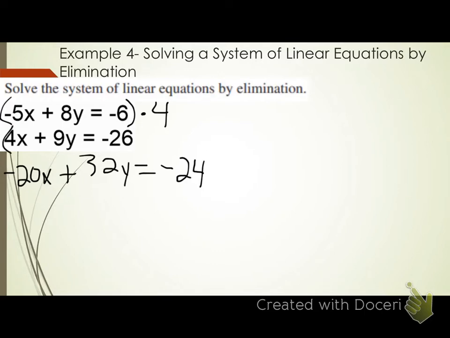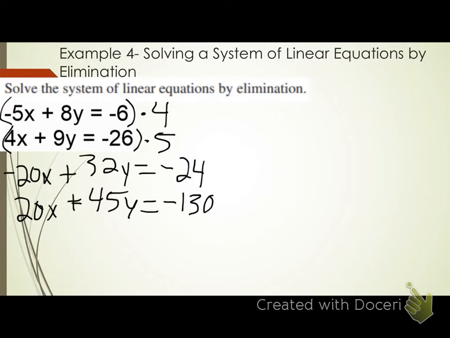What are we multiplying the bottom by again? 5. 5 times 4x? 20x. 5 times 9y? 45y. 5 times negative 26? Negative 130. Questions how I got any of that? Or why I did what I did?